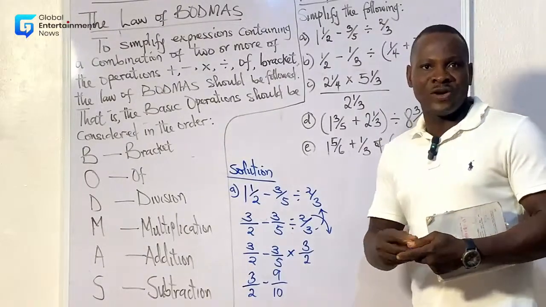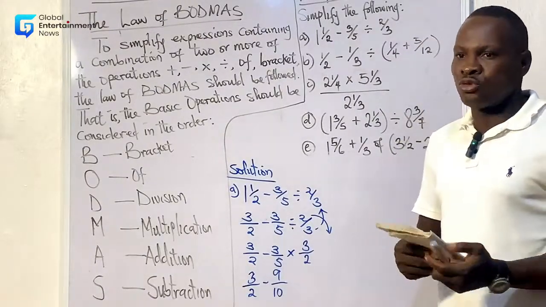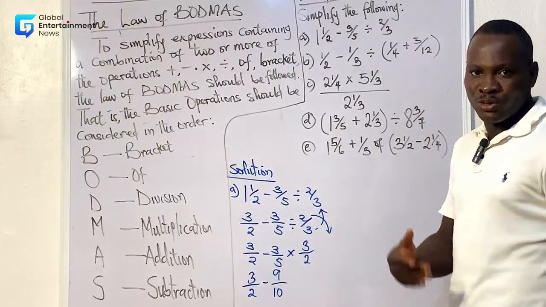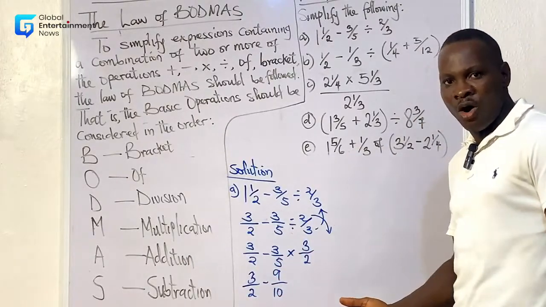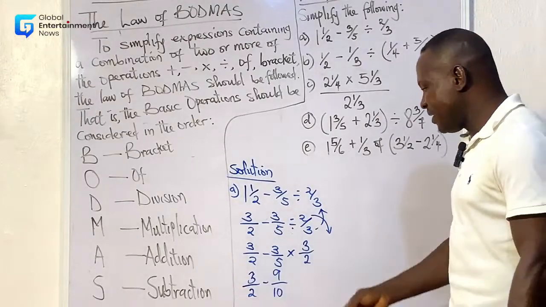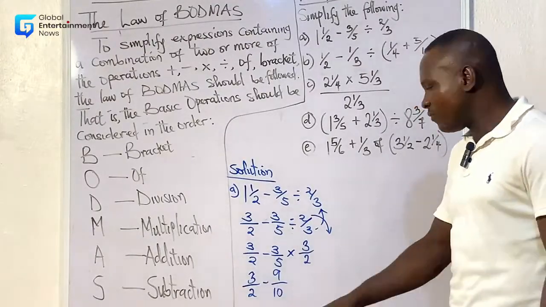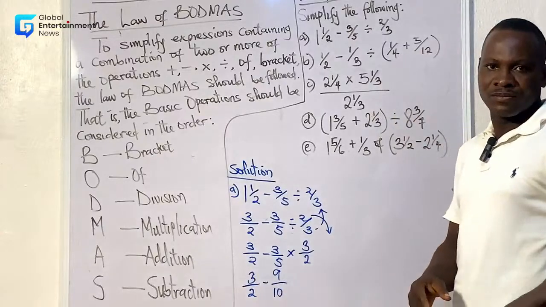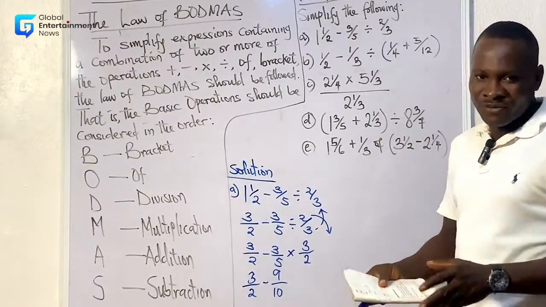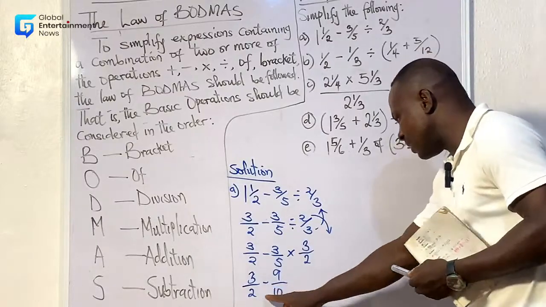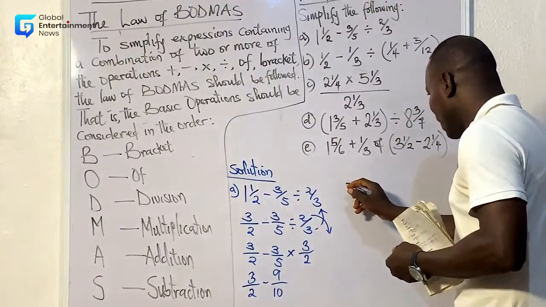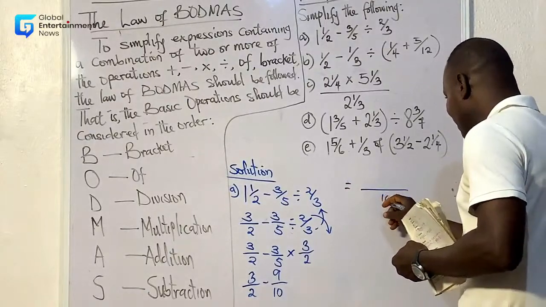Anytime you have two fractions or more than two expressions, and what you have there is minus or plus, what you just need to do is find the LCM of the denominators. And what is the LCM of the denominators? 10. Thank you. So we now have 10 as the LCM.